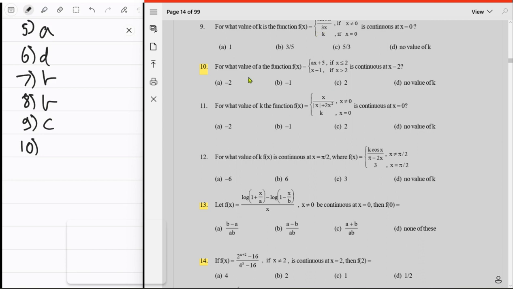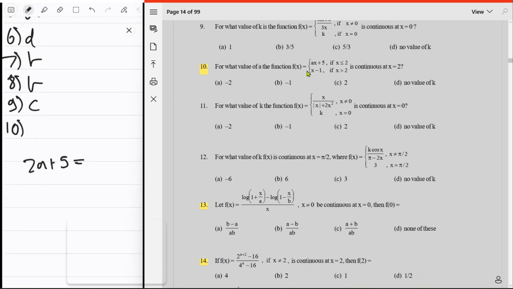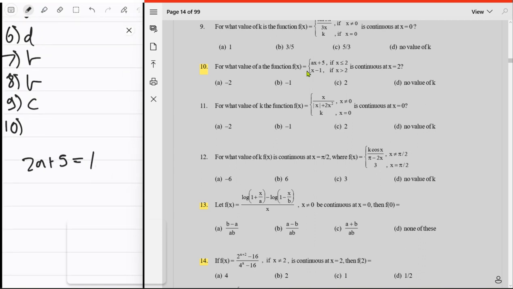For what value of a is the function continuous at x equal to 2? At x equal to 2, this thing is just 1. So this should also be equal to 1, right? So 2a plus 5 is equal to 1, I guess. So 2a equal to negative 4, a equal to negative 2. Easy as that. Next question. 11th.